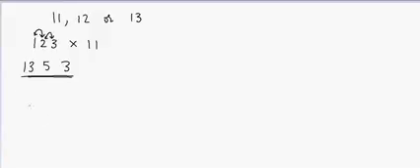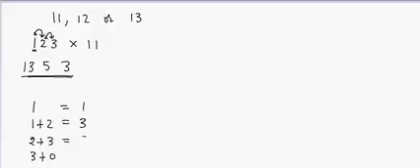Again, how did I do this? My first digit is the same as the first digit we have here. My second digit will be equal to 1 plus 2, which is first digit plus second digit. My third digit will be equal to second digit plus third digit, and the last will be equal to the last digit plus 0, because we have nothing else left. So that will be 1, 3, 5, 3. That's my answer, 1353.